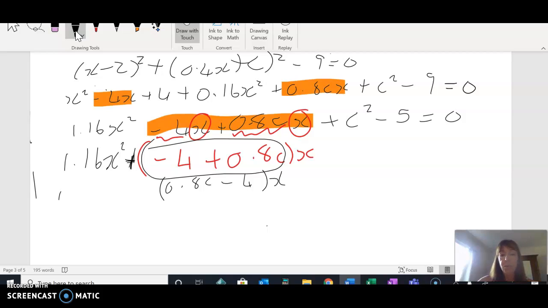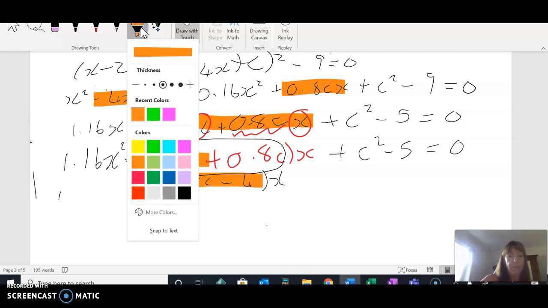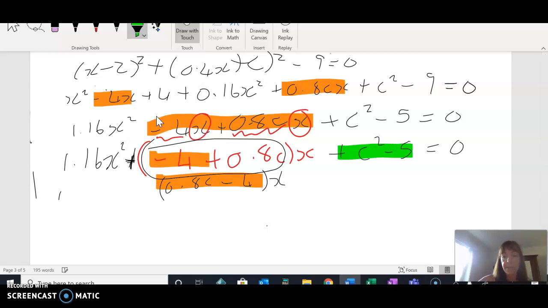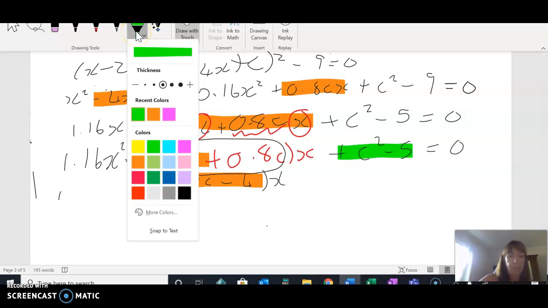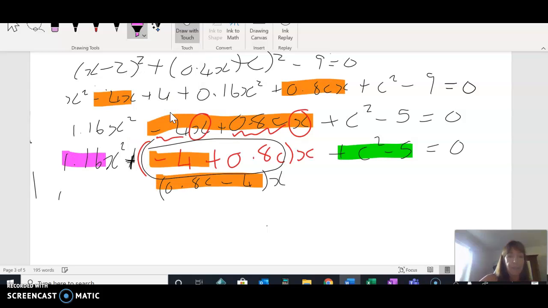And then my whole c term, in terms of y equals, in terms of ax squared plus bx plus c, is minus c squared minus 5. Okay, so this is b, this is c, and this is a. Okay, so what are we going to use?